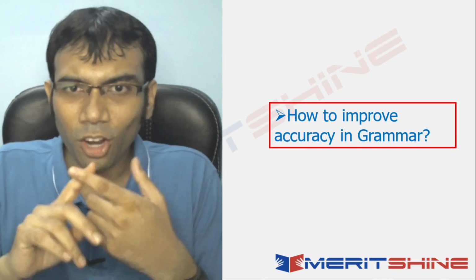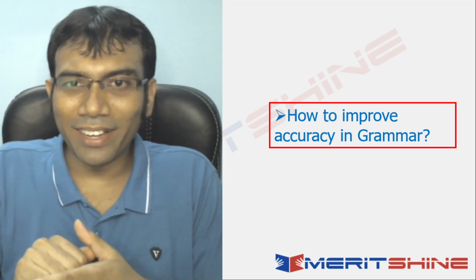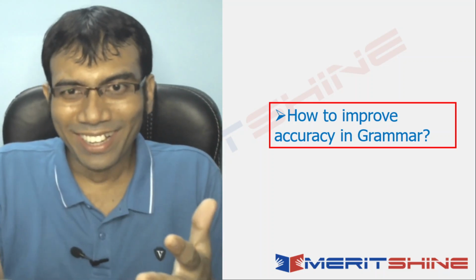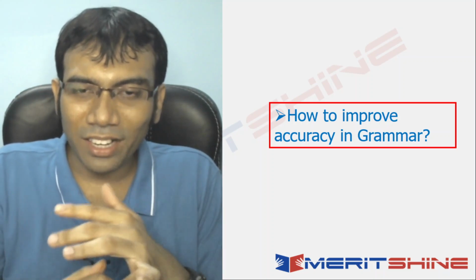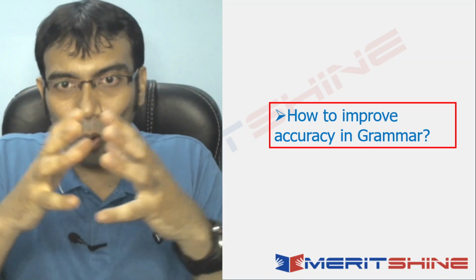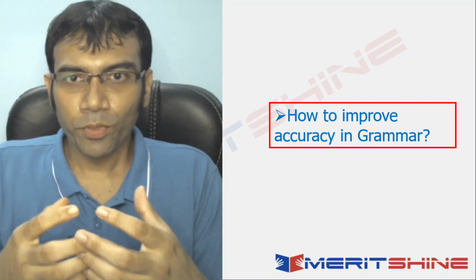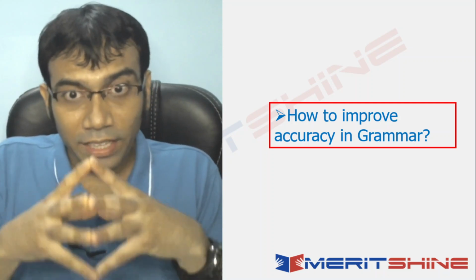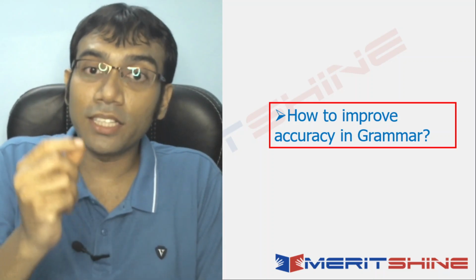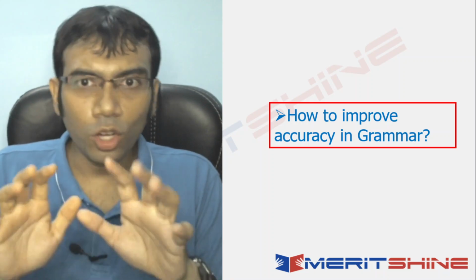Subject-verb agreement, logic. Tense, logic. Noun errors, logic. Pronoun errors, logic. You see, right? Then you have modifier errors, logic, parallelism errors, logic. So all of these errors are based on logic and common sense. If you have your common sense and logic open, you would see that your accuracy in grammar has increased a lot. Okay, so that is there.